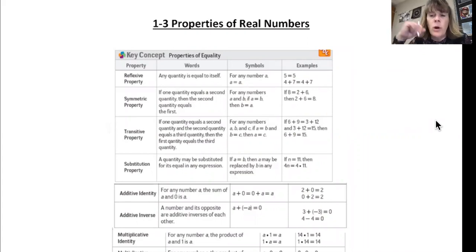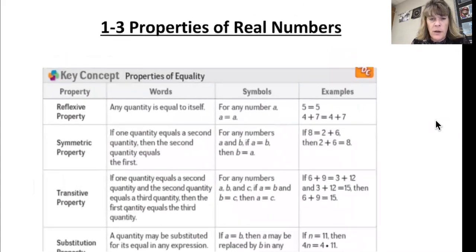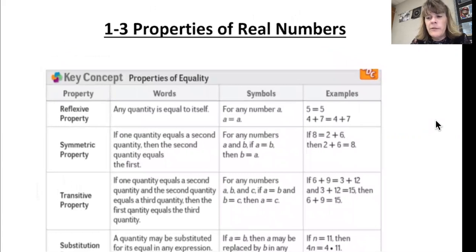Welcome to section 1-3, properties of numbers. Now, there's going to be a lot of things that we're going to be talking about today in these properties of numbers. And later on, when we get ready for the quiz, I'm going to give you a way to study these so you know which ones are which, okay? But for right now, we're just going to quickly go over the different types of properties. And I will highlight the ones that are more important for us to focus on.